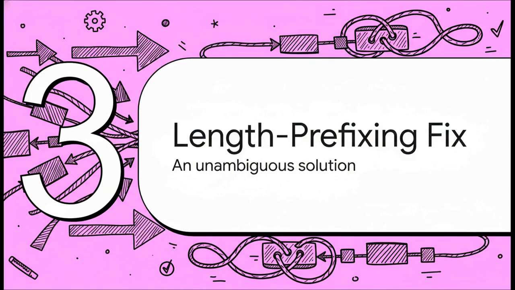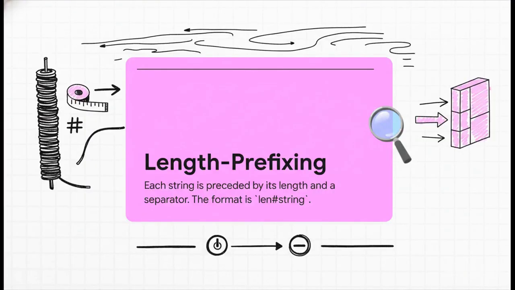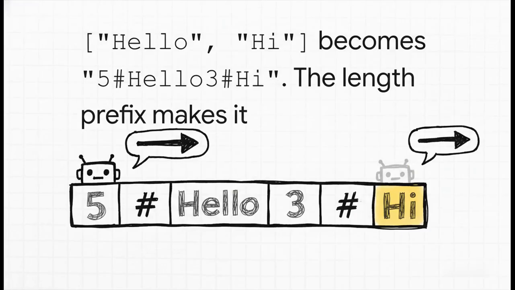Okay, so this is where a much, much smarter solution comes into play. It's called length prefixing, and it's so elegant because it completely sidesteps that whole ambiguity trap. And the core idea is just brilliant. Instead of making the decoder guess where a string ends, you just tell it up front. For every single string in your list, you prepend its length, followed by a separator like our hashtag, and then you add the string itself. So the format is always length#string. You can really see the power of this with an example. So the list ["hello", "hi"] becomes 5#hello3#hi.